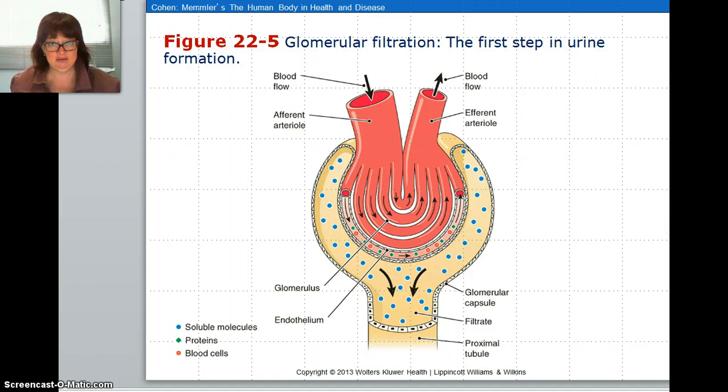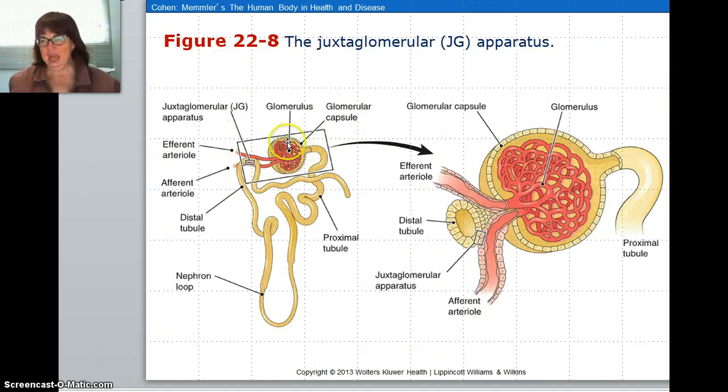Let me find that. There it is. Here is the loop of Henle. The glomerulus. The juxtaglomerular apparatus, juxta means next to, so it is the apparatus next to the glomerulus.